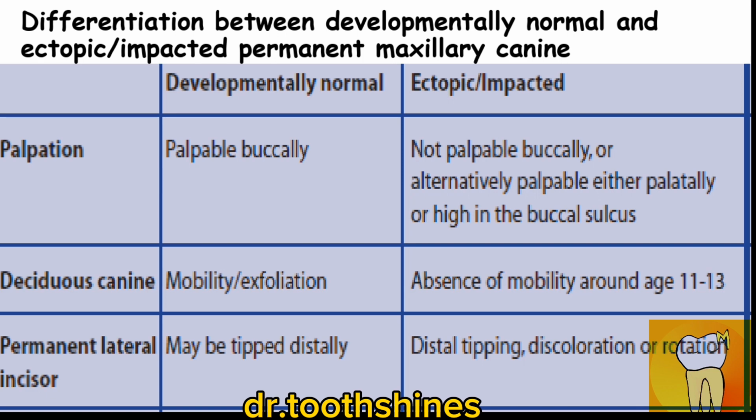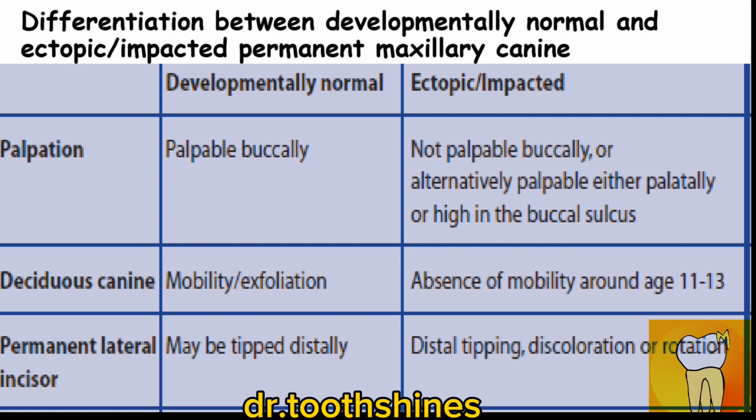Another differentiating point is the deciduous canine. In a developmentally normal canine, the deciduous canine is mobile, so it has mobility. But in an ectopic and impacted canine, there is absence of mobility, and this is around the age of 11 to 13, which is the normal erupting age of the canine.